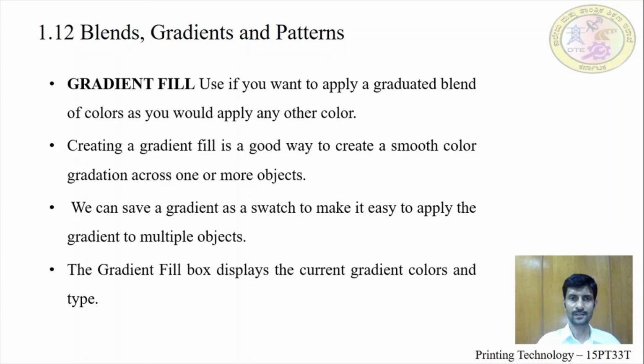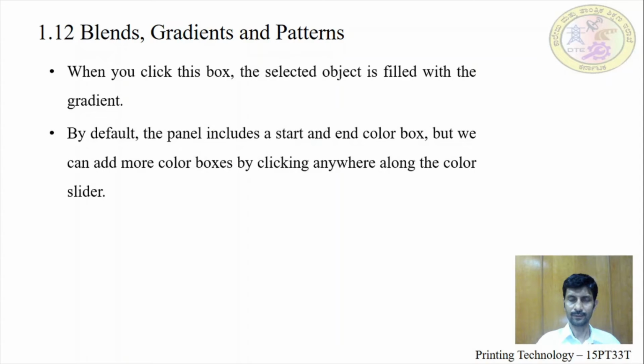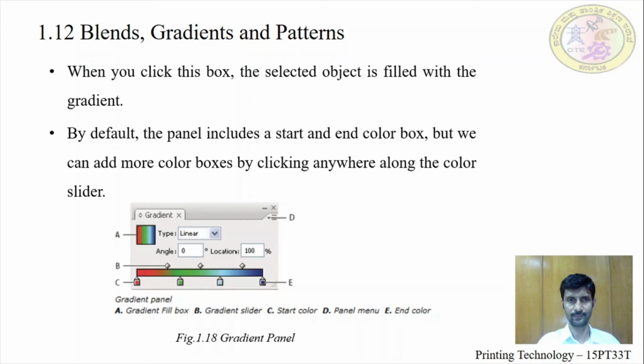The gradient fill box displays the current gradient colors and the type. When you click on the box, the selected object is filled with the gradient. By default, the panel includes the start and ending colors, but we can add more colors by clicking anywhere along the color slider. See the figure and observe it carefully. By default, you only have the starting and the ending color. In between is the gradient slider, which we can call the gradient fill box.